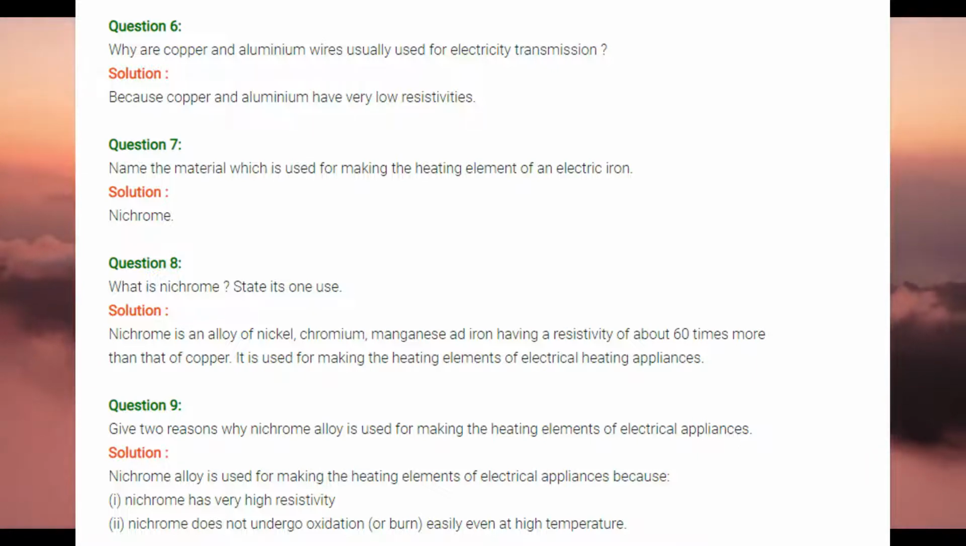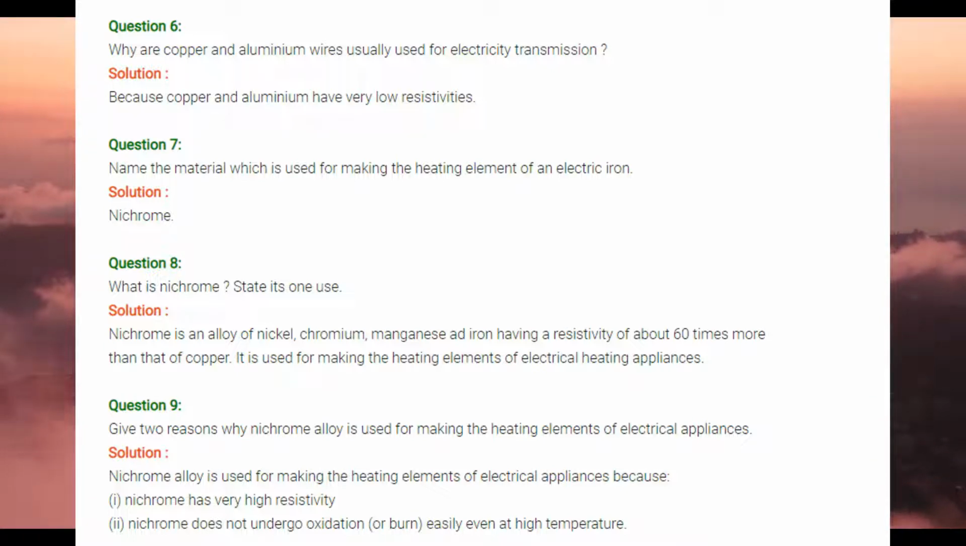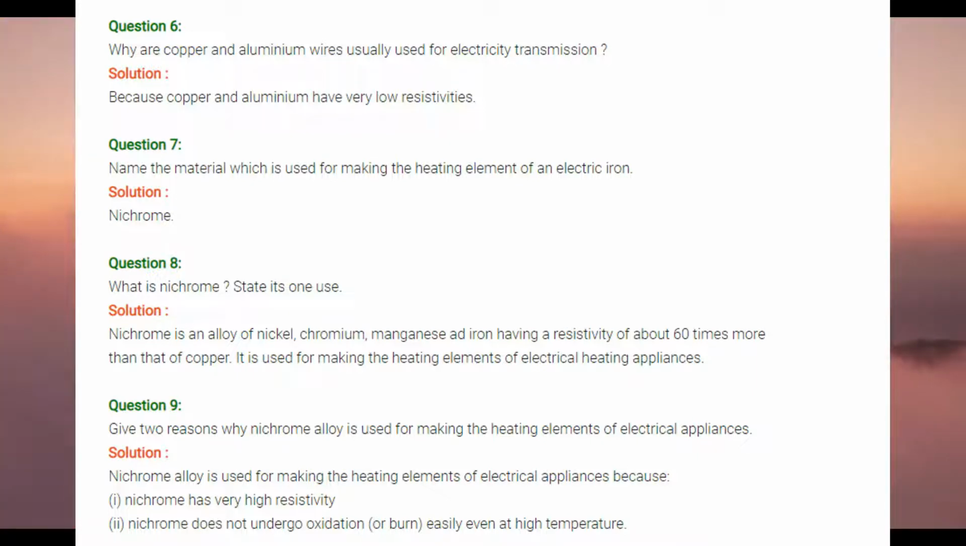Question 9. Give 2 reasons why nichrome alloy is used for making the heating elements of electrical appliances. Solution: nichrome alloy is used for making the heating elements of electrical appliances because 1. Nichrome has very high resistivity. 2. Nichrome does not undergo oxidation, or burn, easily even at high temperature.